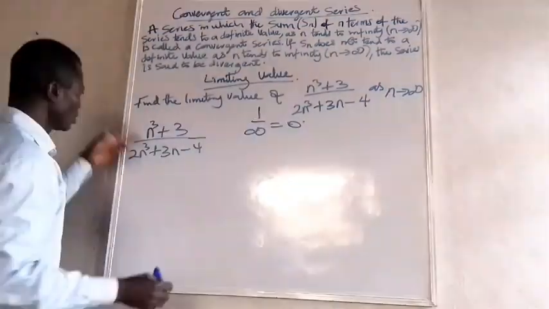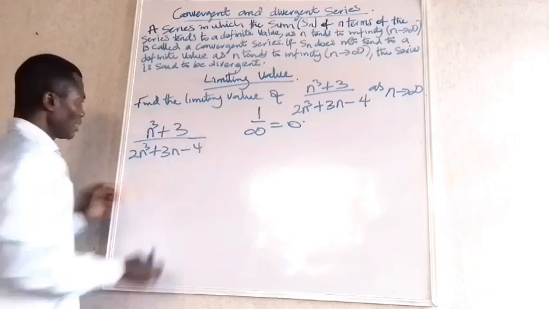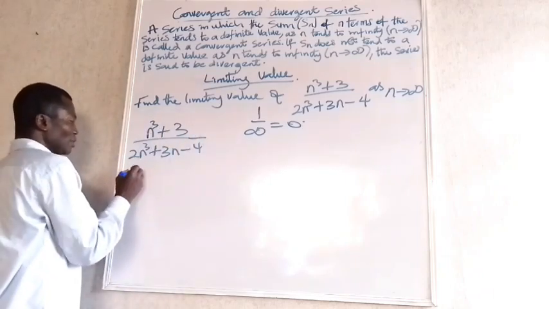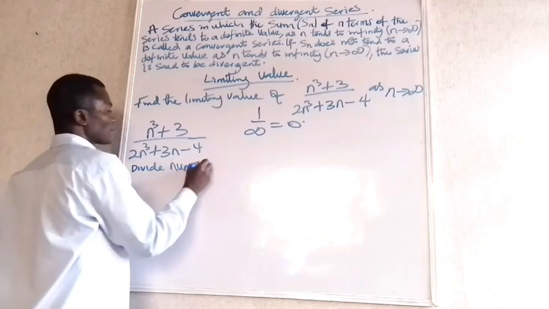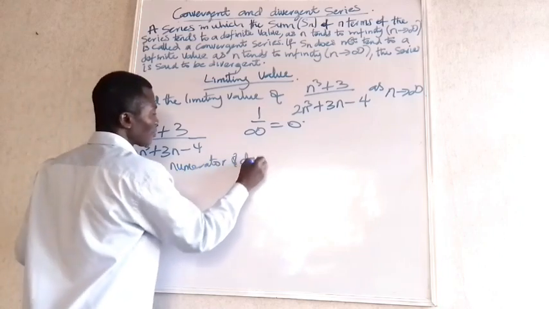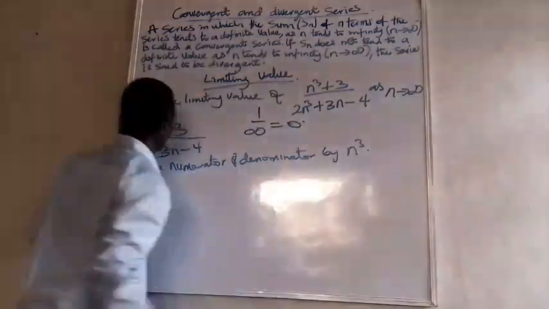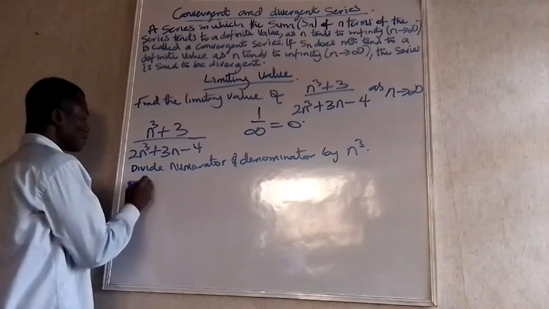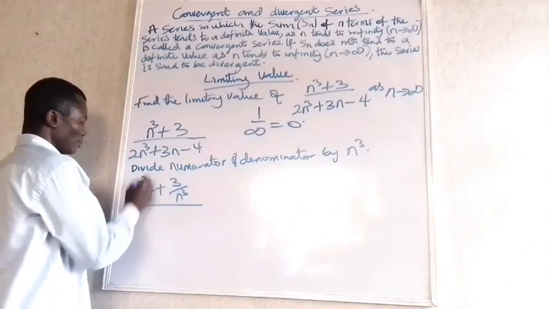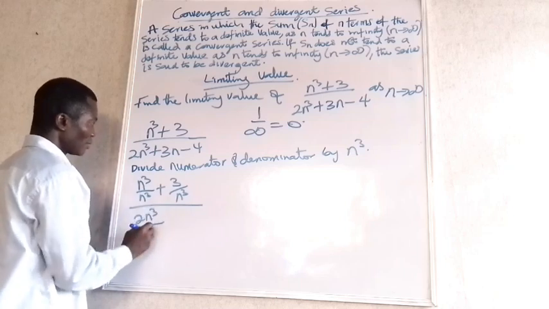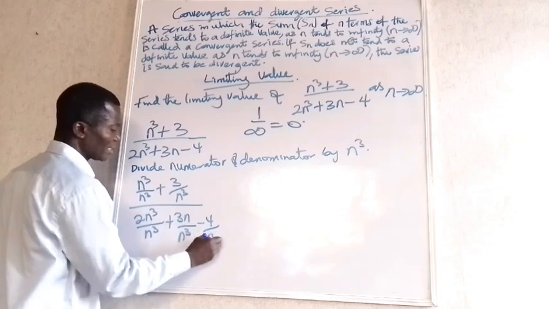So, what do we do next? We divide both the numerator and denominator by the highest possible power of n. Here, n cubed is the highest power. So divide numerator and denominator by n cubed. So you can see, you have it like this: n cubed plus 3 over n cubed, 2n cubed over n cubed plus 3n over n cubed minus 4 over n cubed.